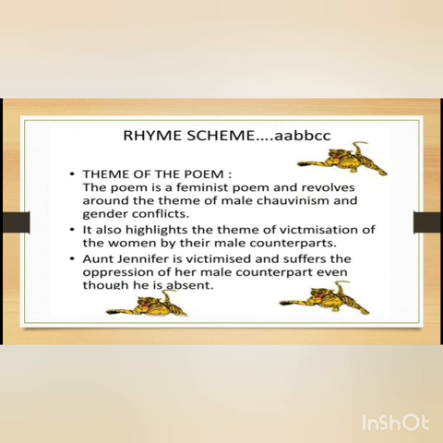The poem is a feminist poem and revolves around the theme of male chauvinism and gender conflicts. It also highlights the theme of victimization of women by their male counterparts. Aunt Jennifer is victimized and suffers the oppression of her male counterpart even though he is absent.